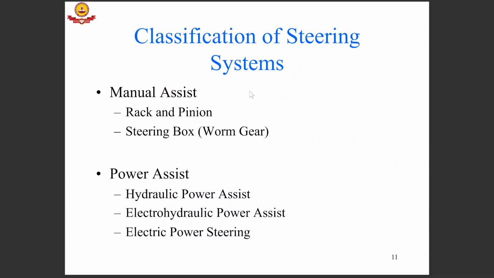Okay, so if you are to classify the steering system, there is manual assist and there is power assist. So in manual assist, there is rack and pinion or steering box based on worm gear. Here we are leveraging the mechanical advantage. In the power assist system, external energy is fed through another system so that it becomes easier for the driver to turn the wheels.